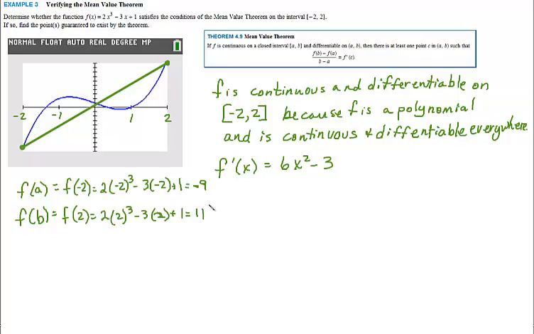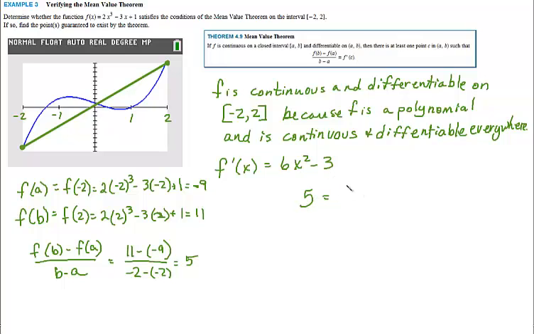Alright, I got the y values. Now I need to do f of b minus f of a over b minus a. Plug those in, see what I get. Alright, I found the slope between those 2 points. It's 5. So there has to be some place that the derivative equals 5. So I've got to figure out where.